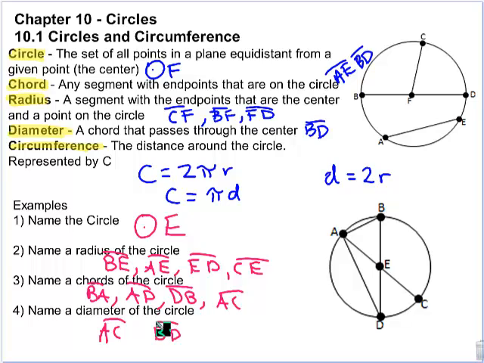Is this a refresher? You guys remember this stuff? Okay, good. Let's do some more examples then.